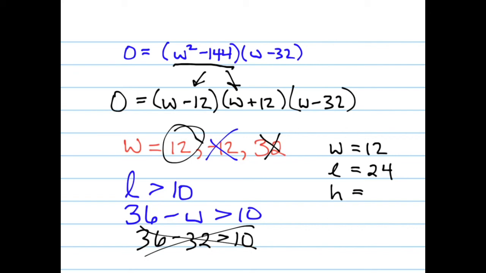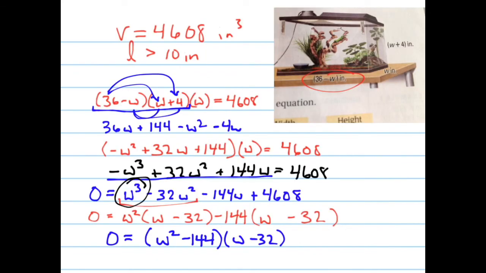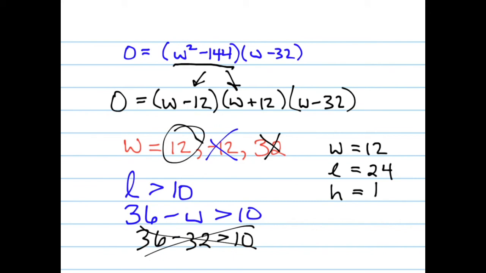And what's our height? Gotta look back at the picture. The height was w plus 4. So our height will be 16 inches. Now let's do a quick check and make sure that that works. Does 12 times 24 times 16 equal 4,608? Does that work? Yes. That means that works to get the volume that we were looking for. If we came up with a number that wasn't 4,608, we'd be in trouble.